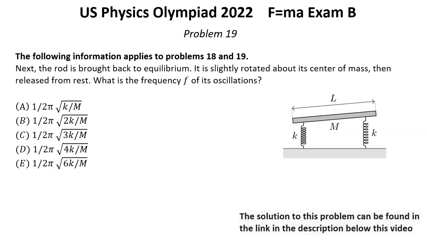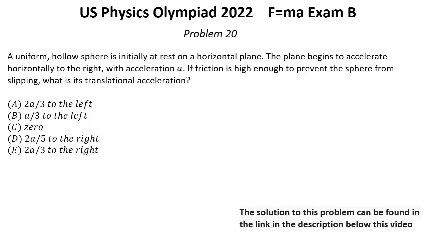Problem number 19. Next, the rod is brought back to equilibrium. It is slightly rotated about its center of mass, then released from rest. What is the frequency f of its oscillation? Problem number 20. A uniform hollow sphere is initially at rest on a horizontal plane. The plane begins to accelerate horizontally to the right with the acceleration a. If friction is high enough to prevent the sphere from slipping, what is its translational acceleration?